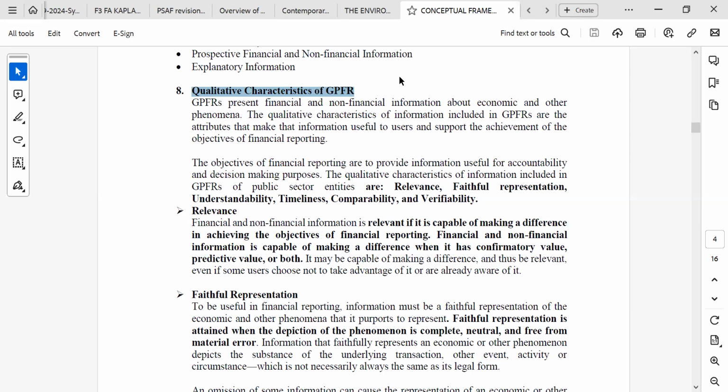Financial and non-financial information is capable of making a difference when it has complementary value. What do you mean by complementary value? With the information, we can confirm, okay, this is the reason why this thing has happened in the last 2 years, and this is the reason why this has happened in the last month. We want information that can help us to confirm certain happenings. Or the information should also have a predictive value. Predictive means that we can use the information to predict what happened in the past, what happened in the present, and what will happen in the future. So relevant information should have what we call complementary value and also predictive value, or both.